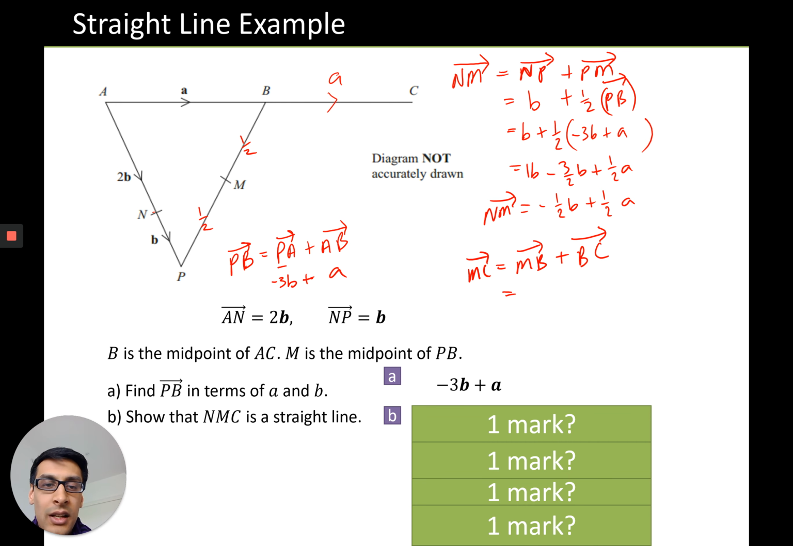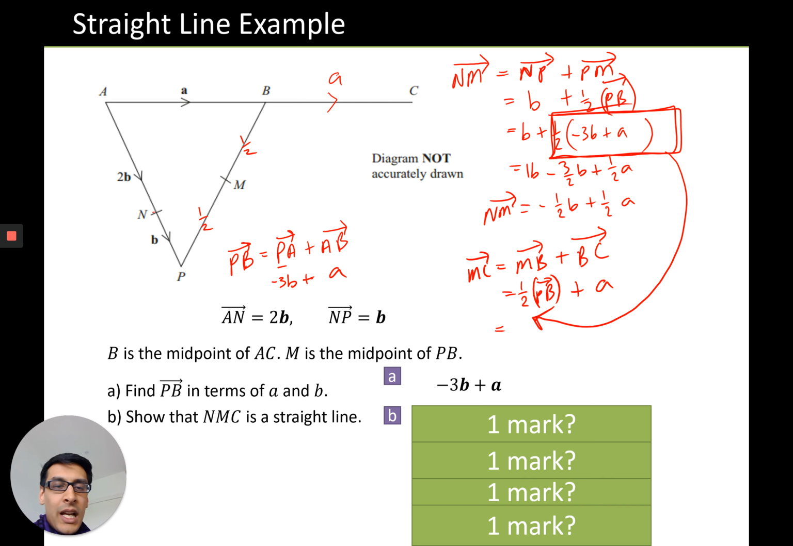MB is actually just half of PB. So they're actually the same as what I just did up here. And then BC is just A. Now, half of PB will simplify to, I'm not going to show the working out for this bit, that's just this bit here. That's half of PB. So you just replace that here. Now I have the working out already for you, so I'm just going to show you the working out.